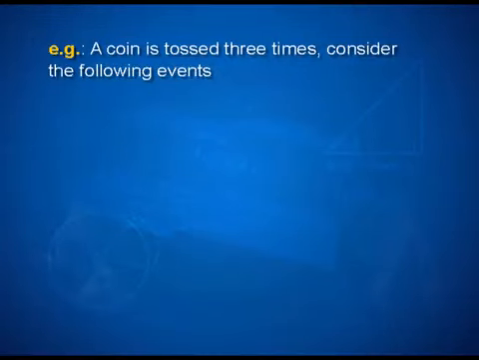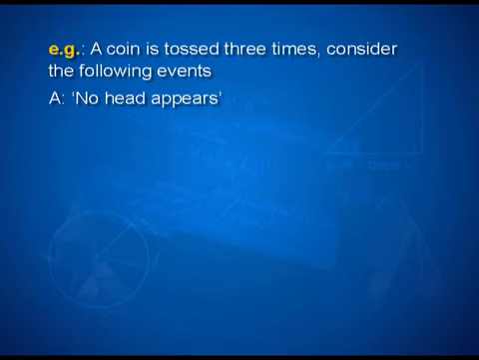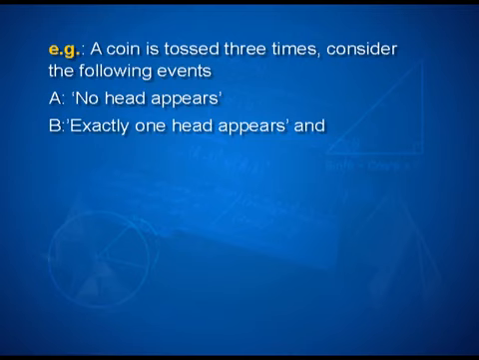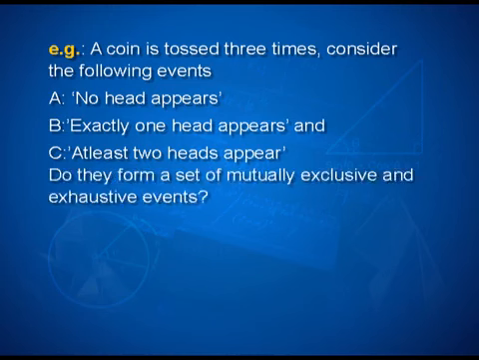Let us take up one more example. A coin is tossed 3 times. Consider the following events. A: no head appears. B: exactly one head appears. And C: at least 2 heads appear. Do they form a set of mutually exclusive and exhaustive events?